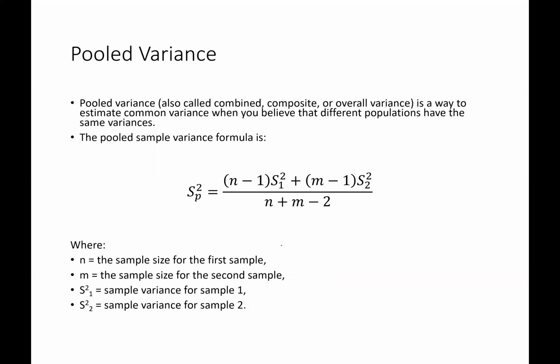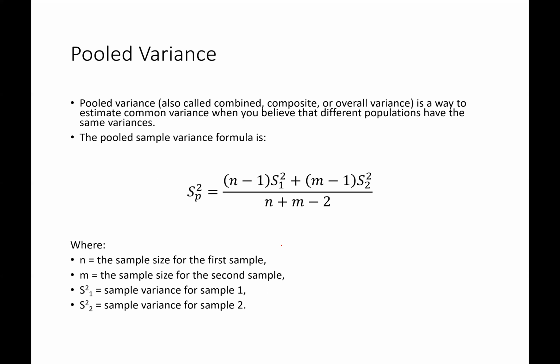Now, something called pooled variance. When you go into your calculator and conduct this t-test, you're going to see that it's going to ask you if you want to pool it or not. Pooled variance, also called combined, composite, or overall variance, is a way to estimate common variance when you believe that the different populations have the same variances, so approximately the same standard deviation.